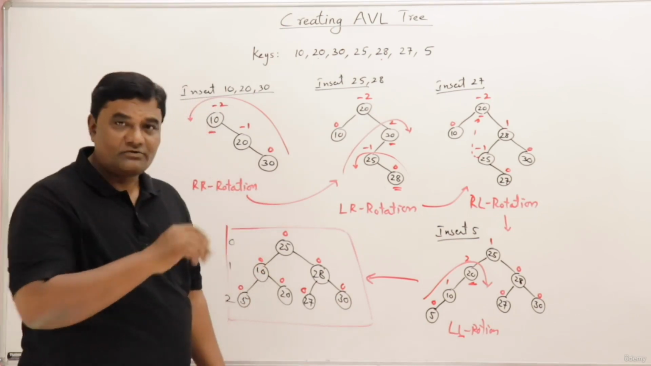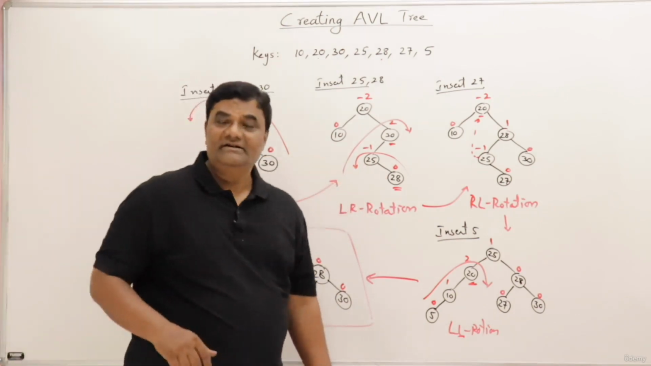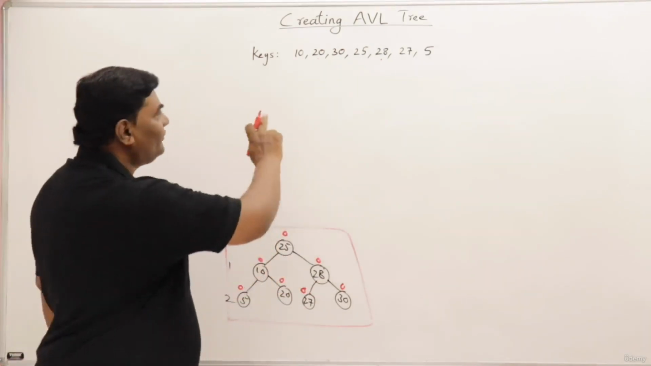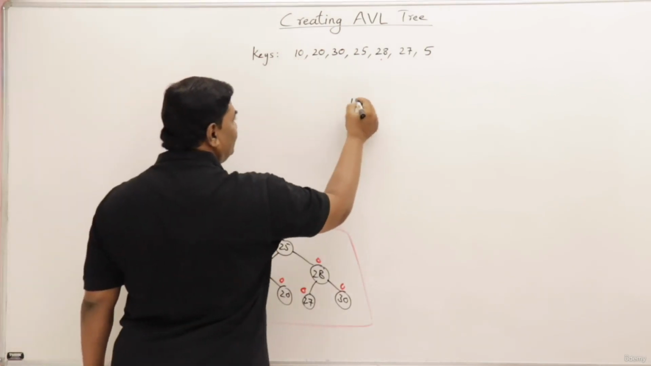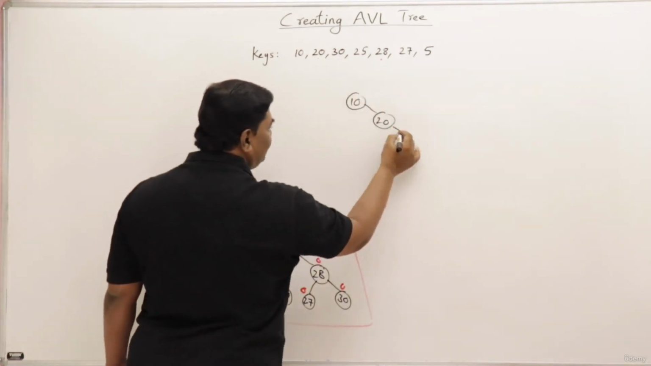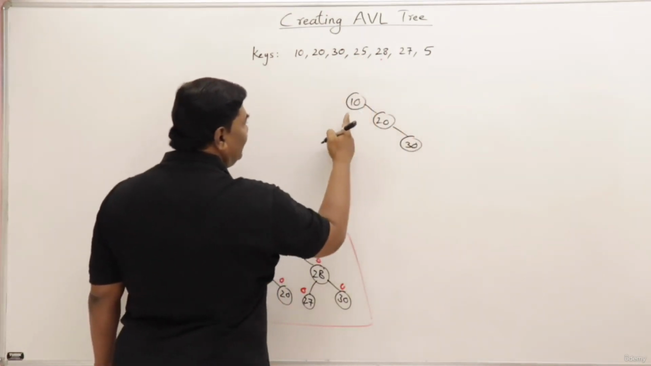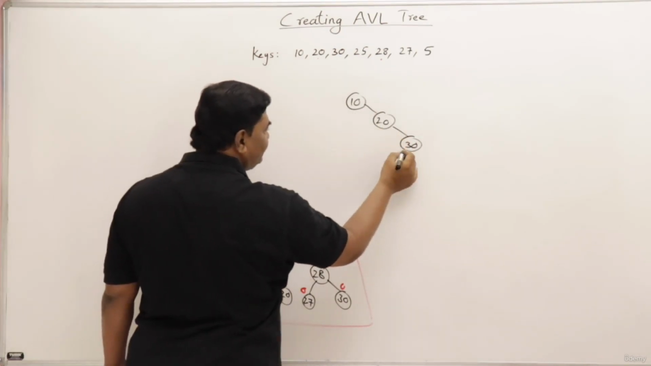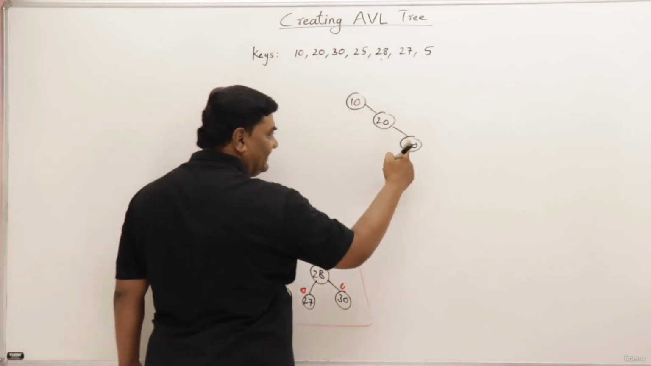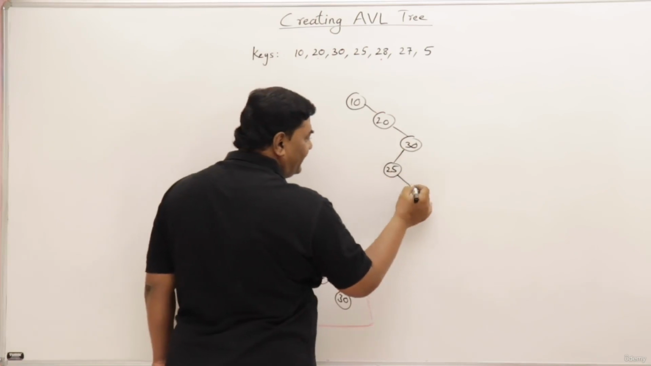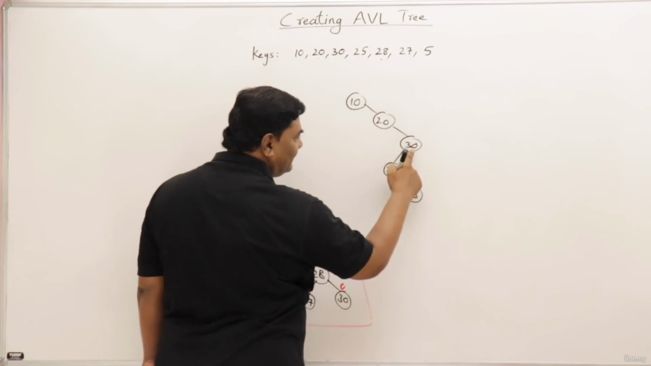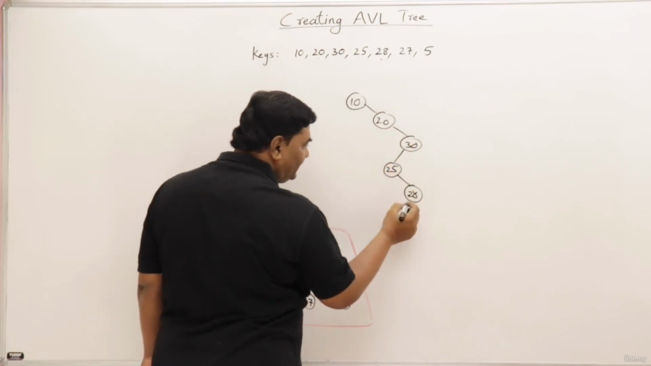If I am not performing rotations, simply I am creating a binary search tree, then what happens? Let us look at it. Let us create a binary search tree for these keys. First is 10. 20 is greater than this one. 30 is greater than 10 and greater than 20. 25 is greater than 10, greater than 20, less than 30. 28 is greater than 10, greater than 20, less than 30, but greater than 25. Here it comes. 27, greater, greater, smaller than this, greater than this, smaller than this.